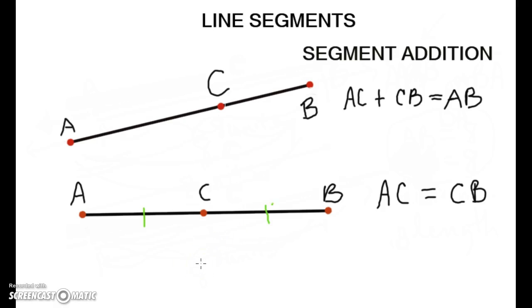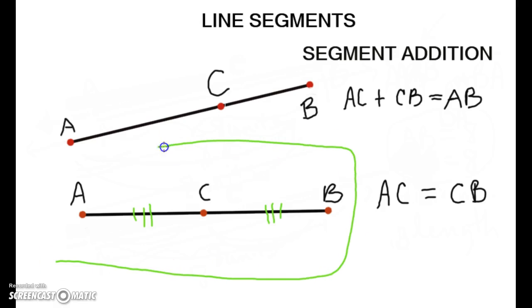If one of the two pieces, say, had 2 hash marks on it, that's indicating that they're not equal. But since C is dead in the middle, if it's going to be 2 marks on one and I want them to be equal, I have to use the same number of hash marks. I could also put 3, but then I'd have to make them match on each side. So this picture is now communicating that C is in the middle of AB. And when you are in the middle of something, you are called a midpoint.